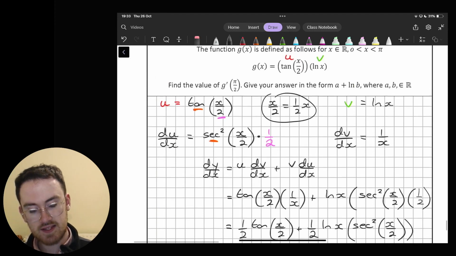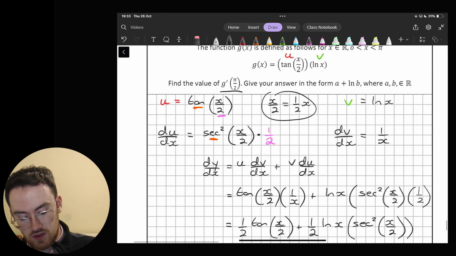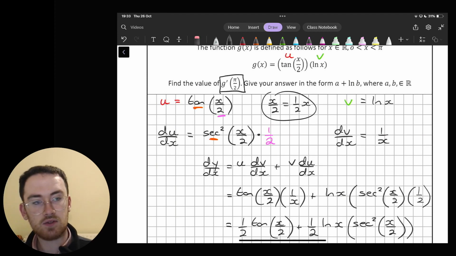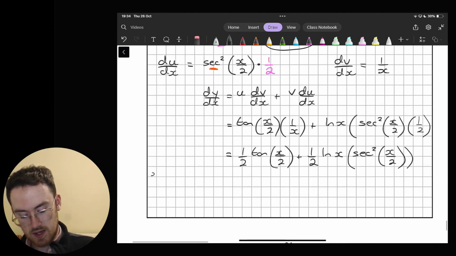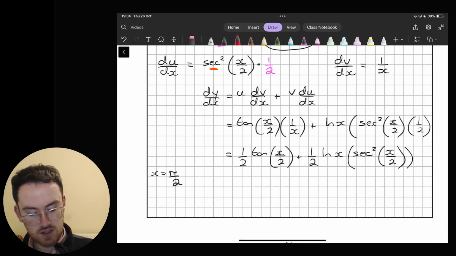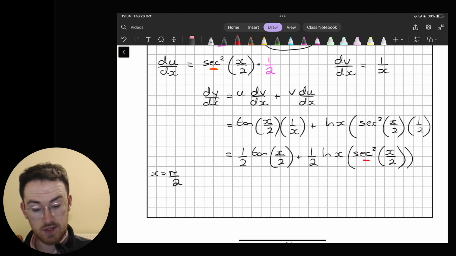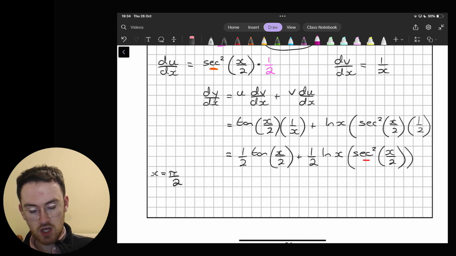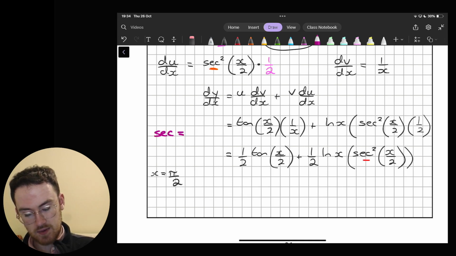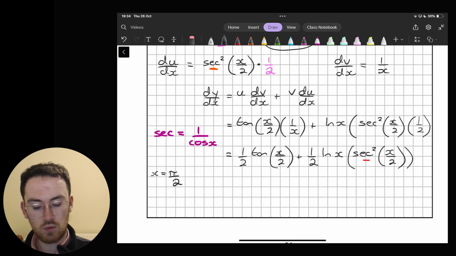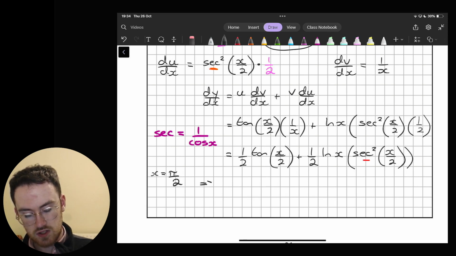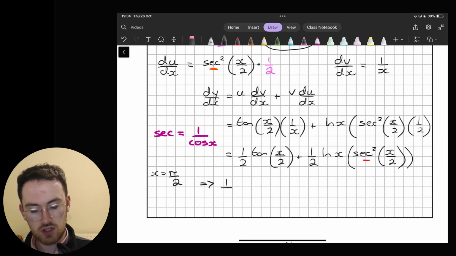Now, we've been asked in this case to find the value of the first derivative when x is equal to pi over 2. Now, the first issue I can see here is the issue of this sec squared. And if we look at our trig identities on that trig page in our log tables, we will see that sec is the same as 1 over cos x, which means, of course, sec squared would be 1 over cos squared x.